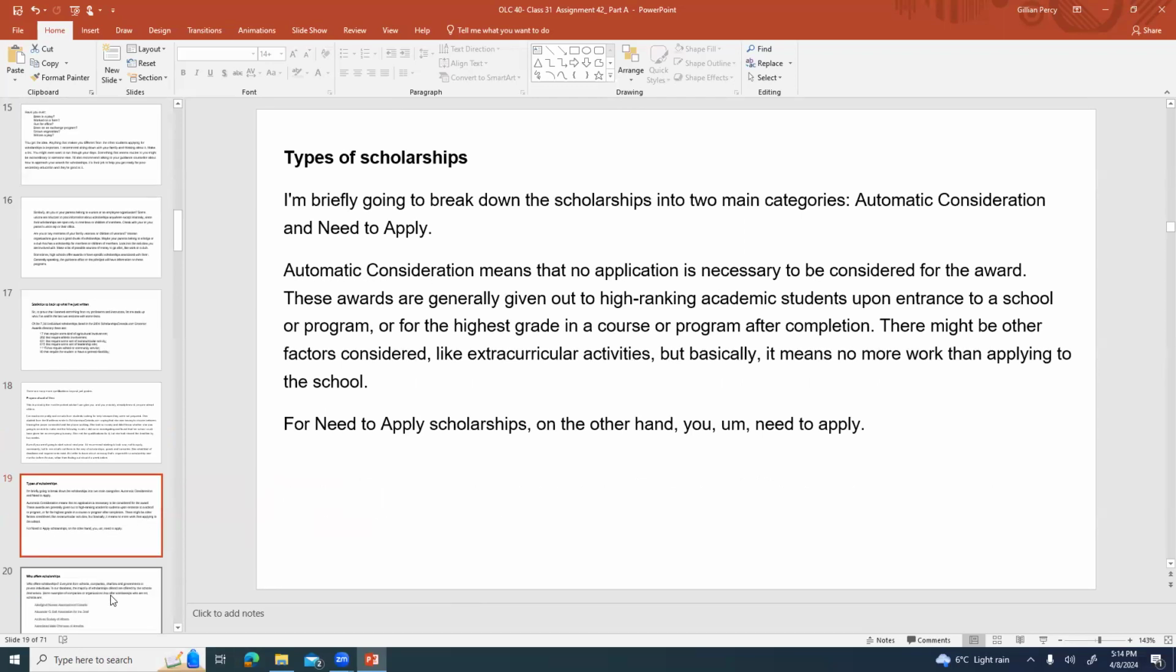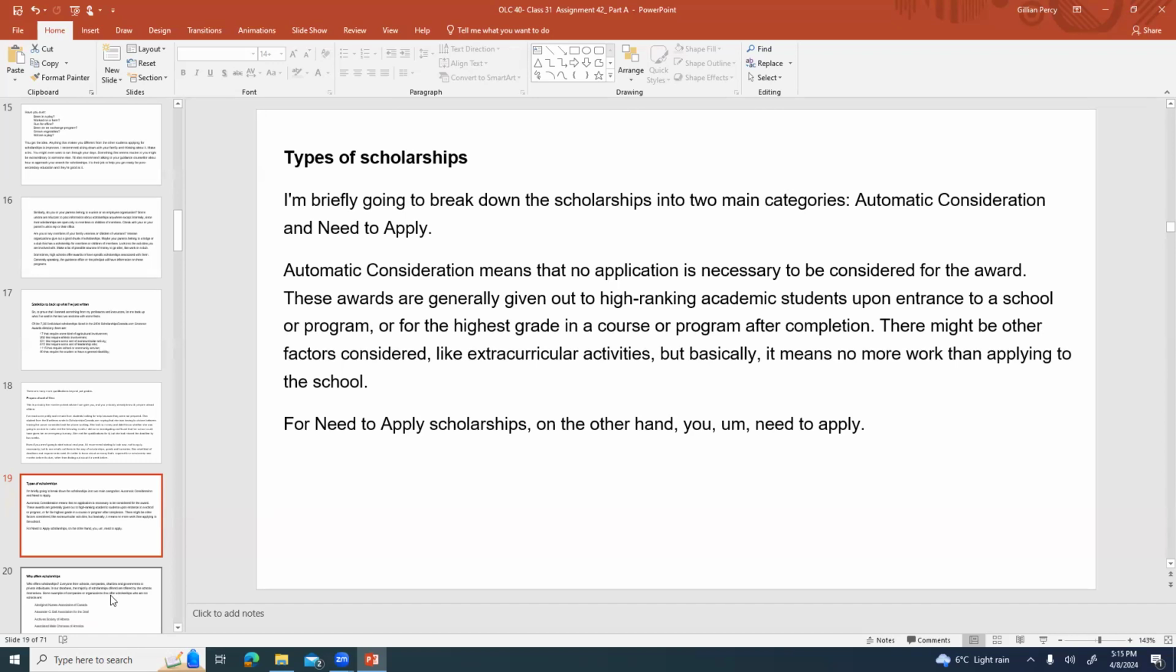Types of scholarships. I'm going to break down the scholarships into two main categories: automatic consideration and need to apply. Automatic consideration means that no application is necessary to be considered for the award. These awards are generally given out to high-ranking academic students upon entrance to a school or program, or for the highest grade in a course or program after completion.